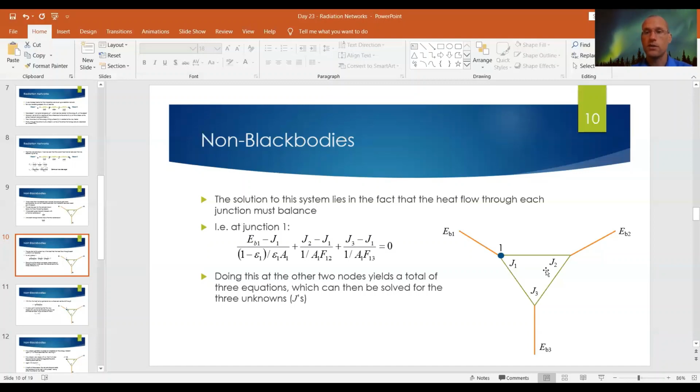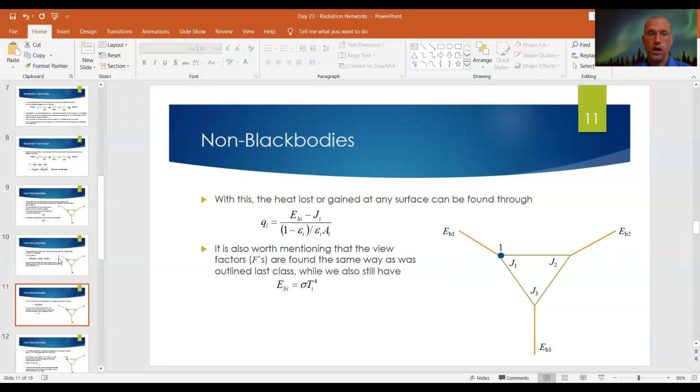My 3 unknowns are my J values, J1, J2, and J3. So generally the way I solve this big ugly mess is to have 3 equations, 3 unknowns, solve for my J's. And then once I solve for my J's, I can solve for any heat loss or gain by any object, because EB1 is going to lose energy through this orange line. So any energy lost is going to be equal to EB1 minus J1 over that resistance, 1 minus epsilon 1 over epsilon 1 A1. I do the same thing for object 2 or object 3.